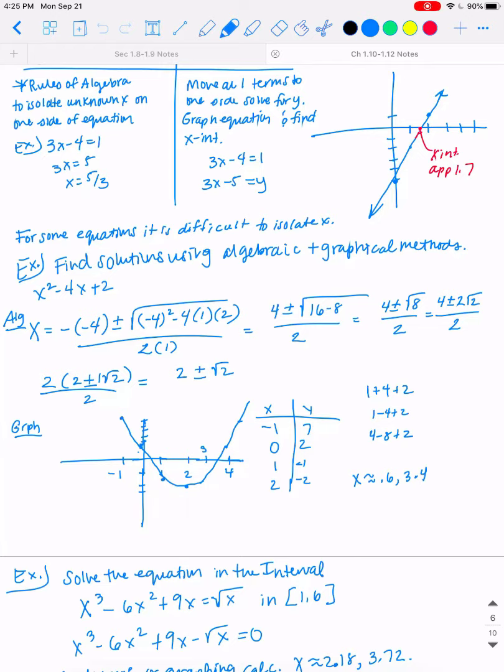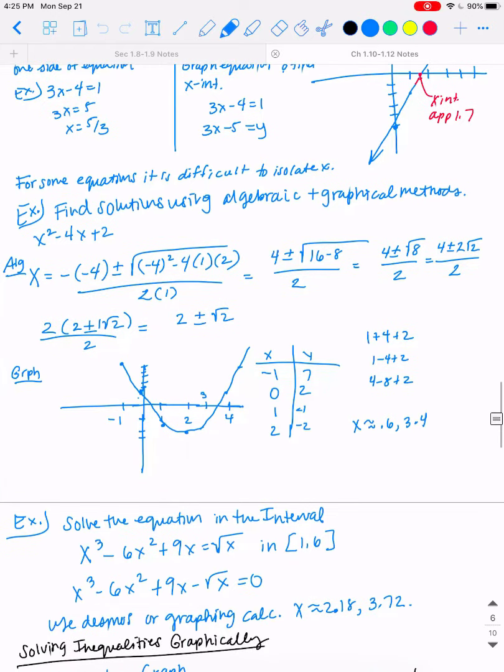So here we are going to find solutions using algebraic and graphical methods. So we have x squared minus 4x plus 2. If we're doing this algebraically, we could use the quadratic formula. So we plug everything in. Our a is 1, our b is -4, and our c is 2. So we get 4 plus or minus square root 16 minus 8 over 2, which is 4 plus or minus square root 8 over 2.